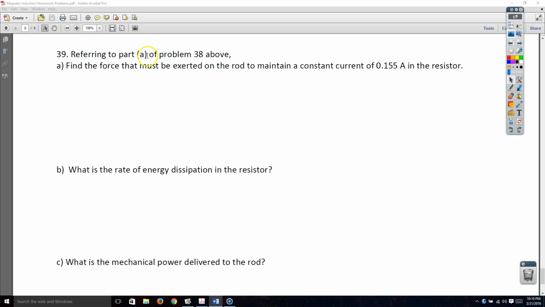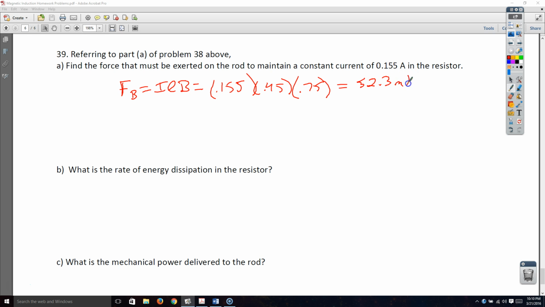It says find the force that must be exerted on the rod to maintain a constant current of 0.155 amps in the resistor. To do that, we just need the equation for magnetic force, which is ILB. Our current here is 0.155, our length is 0.45, and then the B value that we have is 0.75. If we go through and solve that, we should end up with 52.3 millinewtons. The next one, they want the rate of energy dissipation, so that's just the power.